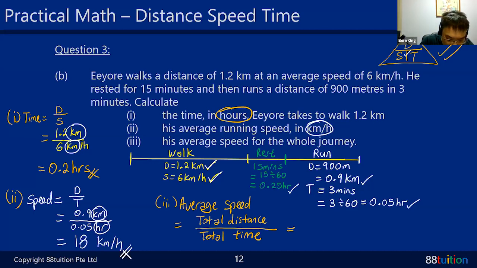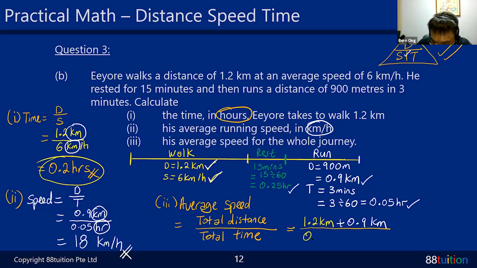Okay, so he walked how long? He walked for 1.2 kilometer. Rested means never move. All right, and he ran. He ran for what? He ran for 0.9 kilometer. Can you see? Be fair in your units comparison. Kilometer works with kilometer. And the whole thing divided by what? Divided by the total time. Total time, when he's walking, the time that he requires is 0.2 hours.